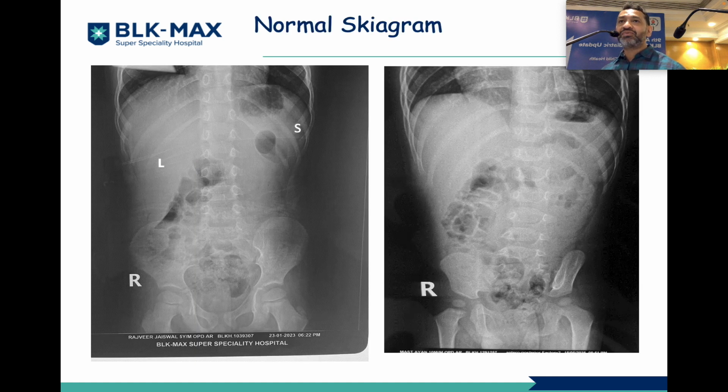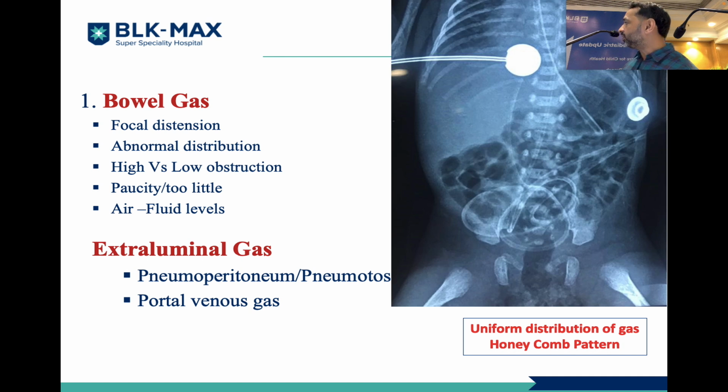For a normal skiagram, you should have a very clear picture in your mind of how it should look. There will be a liver shadow on the right side, a spleen shadow on the left side, a stomach bubble seen in the left upper quadrant, and then a uniform gas pattern seen all over the abdomen. Although this gas pattern can be very variable, even a normal pattern, you should still have a good idea of how a normal gas pattern should look when you are seeing a normal skiagram of the abdomen.